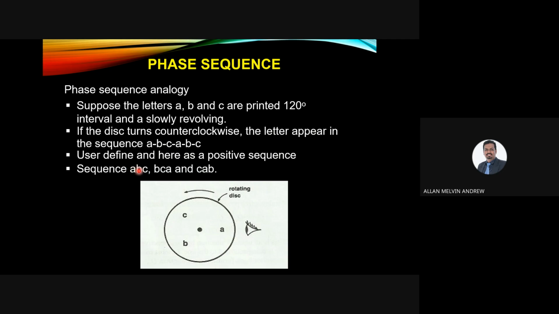So the user defines this as a positive sequence. We can call it sequence ABC, BCA, or CAB. Okay, so this is the phase sequence. When we use it in calculation, we need to understand how to write it. We are not writing it based on the direction of the rotating disc. We write based on what we observe first.